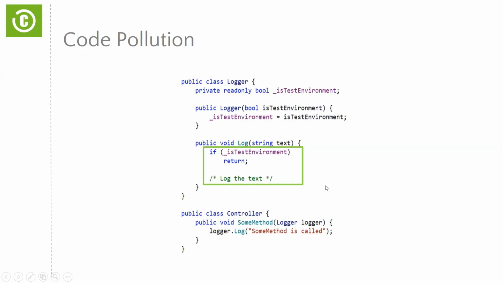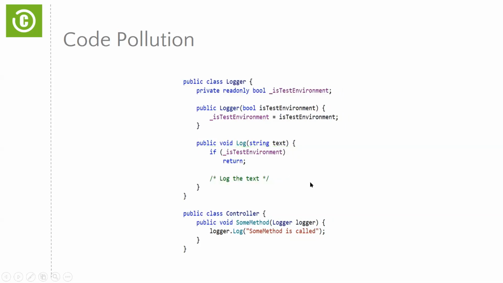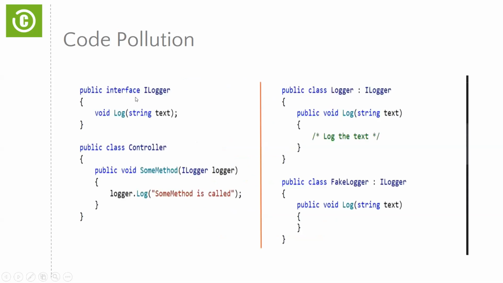But that's an anti-pattern. So the solution here would be to introduce an interface, the ILogger interface, and implement two loggers, one for production and a fake logger for testing purposes. And you can see the controller class is using the logger instance.